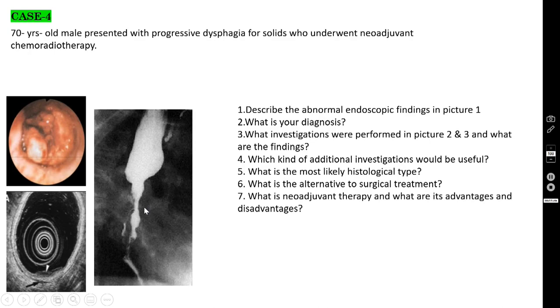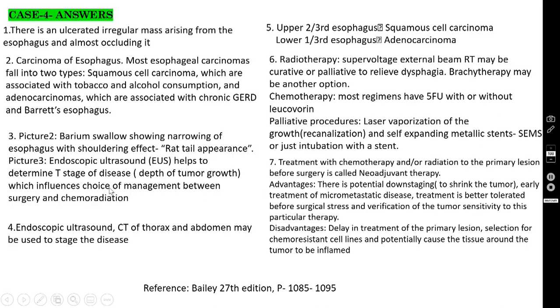Okay, this is a rat tail appearance, and this investigation is endoscopic ultrasound to find out the T stage, the tumor invasion, whether the tumor has invaded only the mucosa or the submucosa or the muscularis. All these things you can make out by doing an endoscopic ultrasound. So which kind of additional investigation would be useful?